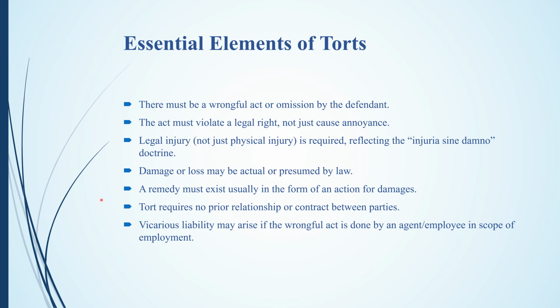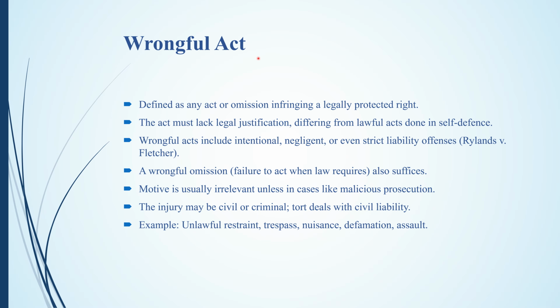Tort requires no prior relationship or contract between parties. Vicarious liability may arise if the wrongful act is done by an agent or an employee in the scope of employment. This is vicarious liability. I will explain it in the upcoming classes. Next is wrongful act. It is defined as any act or omission infringing a legally protected right. That means a wrongful act in tort happens when someone either does something or fails to do something that interferes with another person's right protected by law.